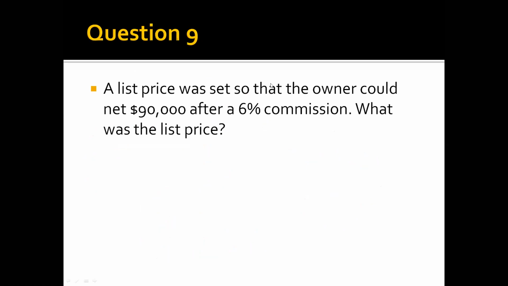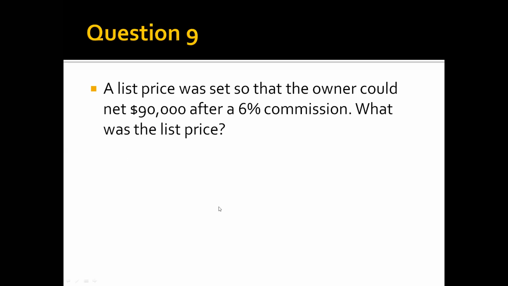The list price was set so the owner could net $90,000 after a 6% commission. What was the list price? This is a very difficult question. If you want to know the mathematical proof, you do have to solve 2 simultaneous equations on this one. But I'm going to tell you, just remember how to do it, because you won't remember how to solve the 2 simultaneous equations, because when I'm tired, I forget and I have to think about it for a while. And I've known it for 30 years. So I'm going to tell you to solve it the easy way. And the easy way is to remember that you have to earn commission on the commission.